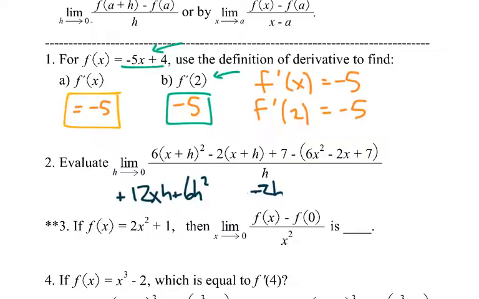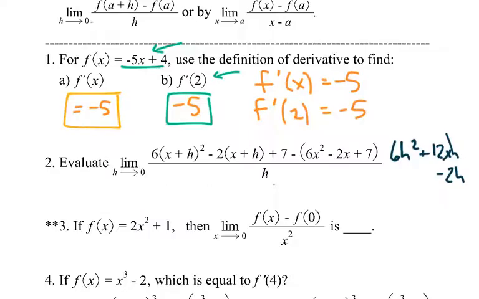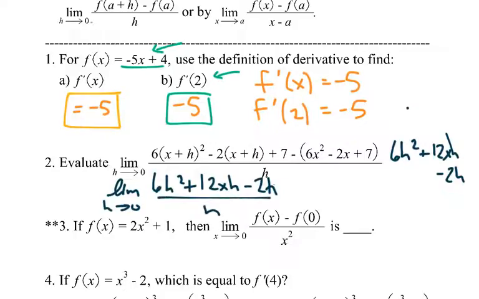We are left with 6h squared plus 12xh minus 2h, and that's all over h. So now we're finding the limit as h approaches 0 of 6h squared plus 12xh minus 2h all over h. And there's an h in all of these, so we're going to factor out an h. We've done this before when we were doing limits.